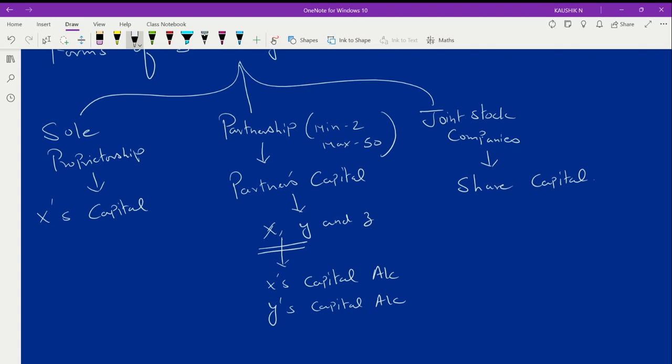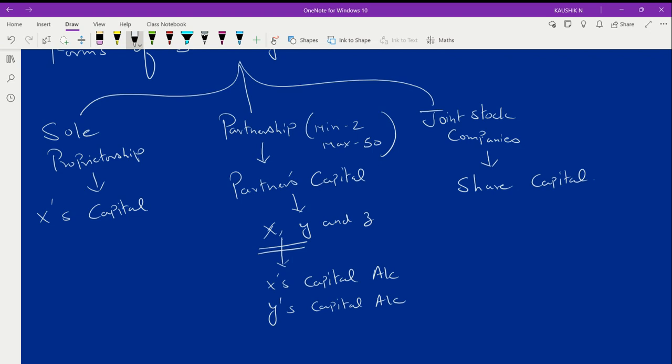Of course, there is nothing beyond joint stock companies. Joint stock companies is the end of all. We can say it is the ultimate, the highest level in the forms of business organization. Okay, where can you go beyond companies?